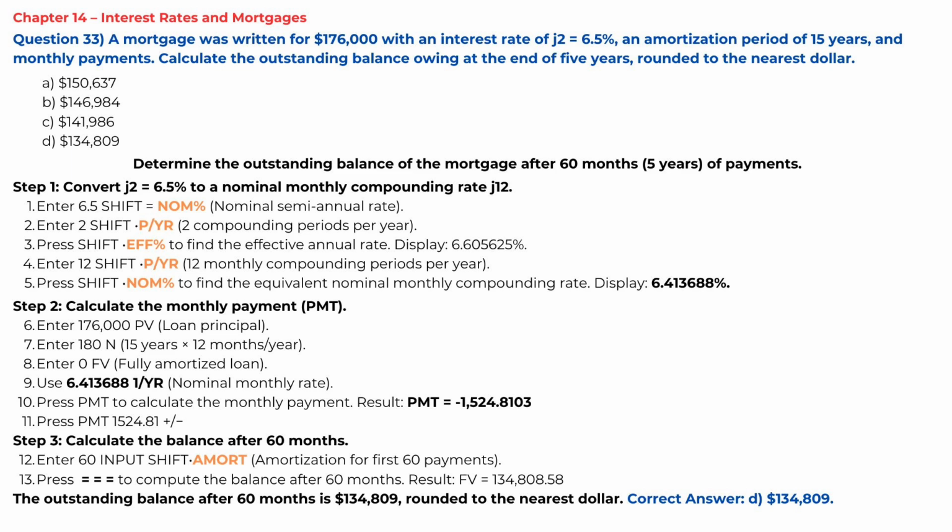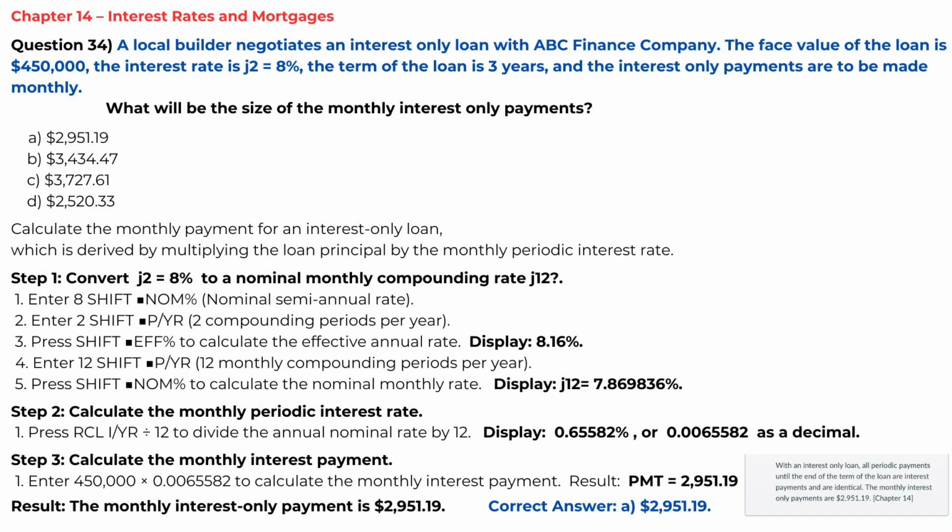Step 3. Calculate the balance after 60 months. Enter 60. Input Shift Amort, amortization for first 60 payments. Press = sign 3 times. Calculator displays 134,808.579554. The outstanding balance after 60 months is $134,809, rounded to the nearest dollar. Correct answer D, $134,809.